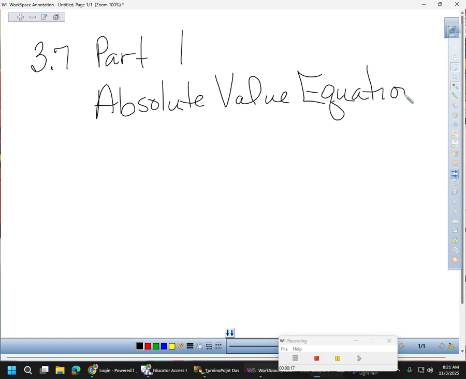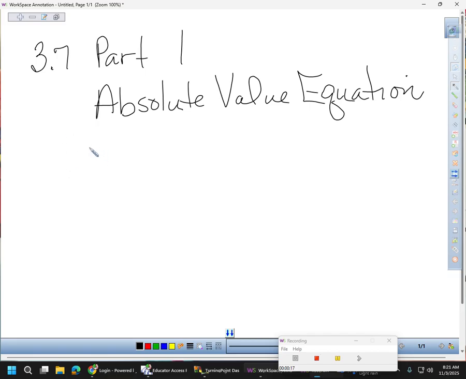Who can tell me what an absolute value is? What's an absolute value, Ella? Correct. Yes, that's exactly it. It's the distance away from 0.